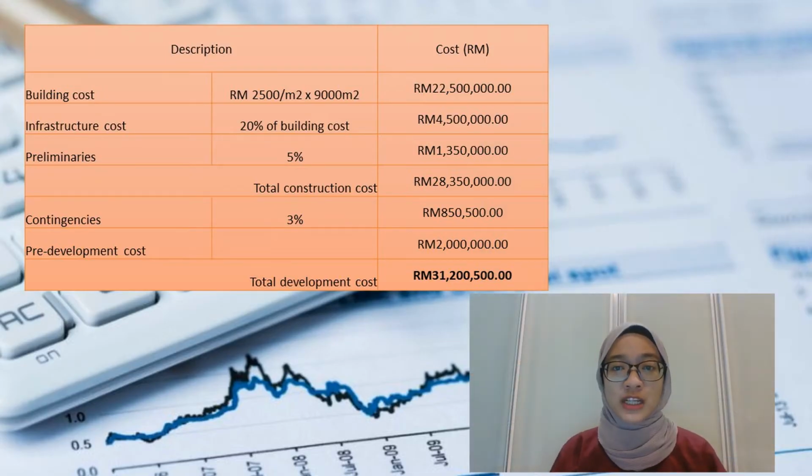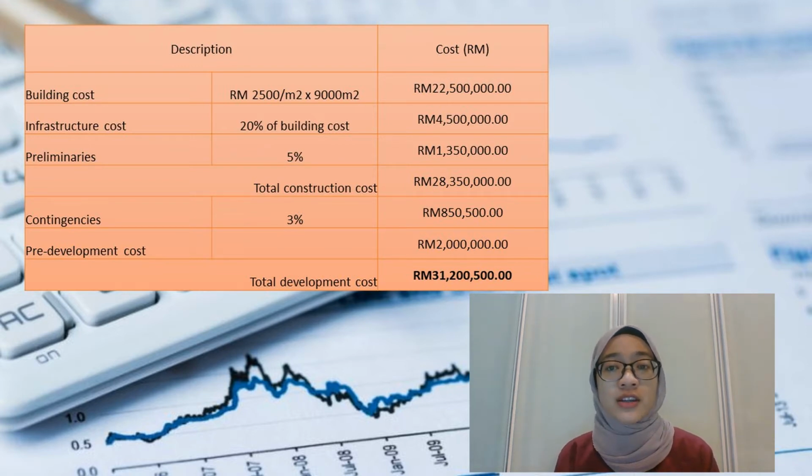So the calculation will start off with calculating the total construction cost and the total development cost. Total construction cost consists of building costs, infrastructure costs, and preliminary. As for this question, the building cost is 22.5 million. Infrastructure cost is 20% of building cost, which equal to 4.5 million, and 5% of preliminary, which equal to 1.3 million. So the total construction cost is 28.3 million.